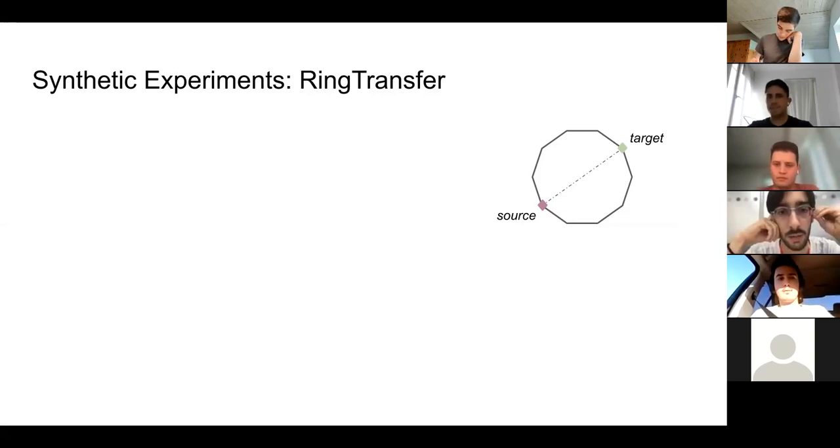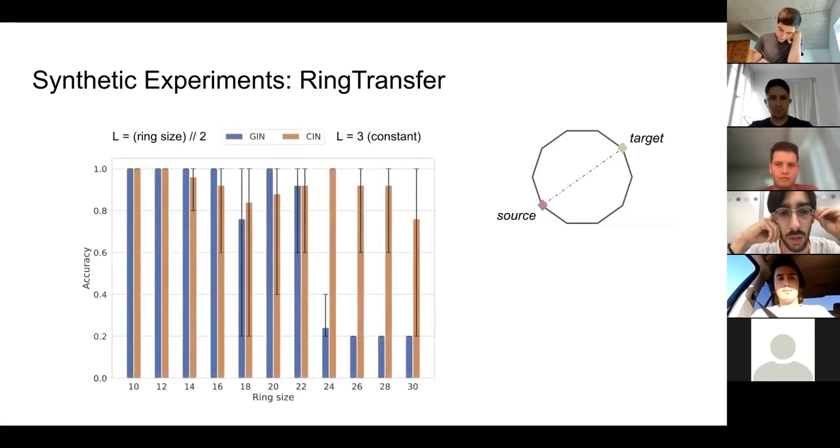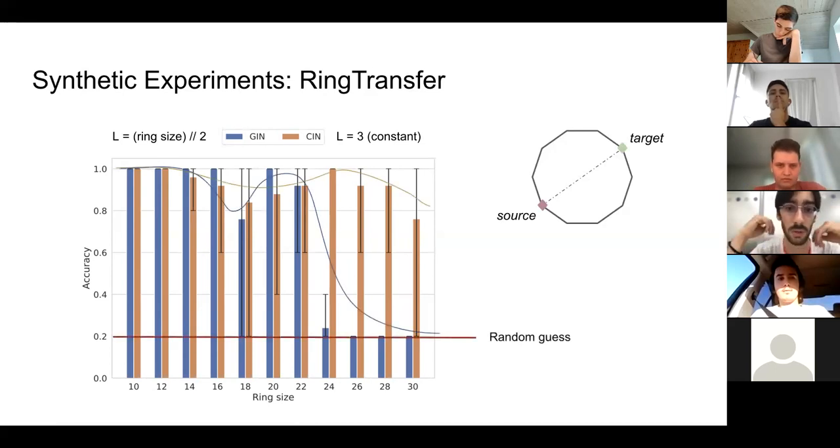This is a control scenario, just to understand whether our SIM model with a constant number of layers, as we hypothesized, in this case 3, will be able to solve this task. And indeed, this happens. Even if we increase the ring size up to 30 nodes, with, again, a constant number of layers, which is 3, we are able to optimize the parameters of the network to learn an efficient message passing scheme to transfer this information across the ring.